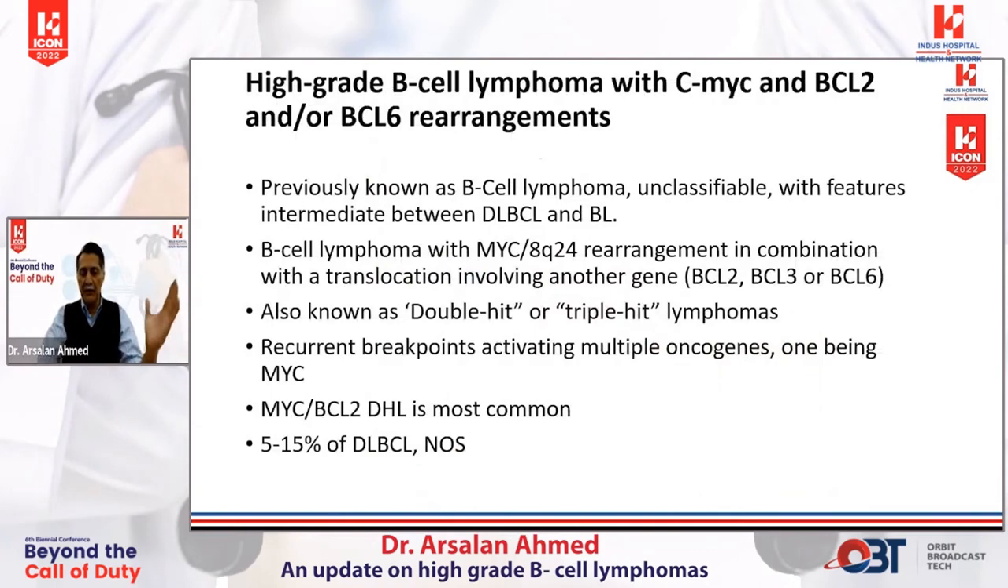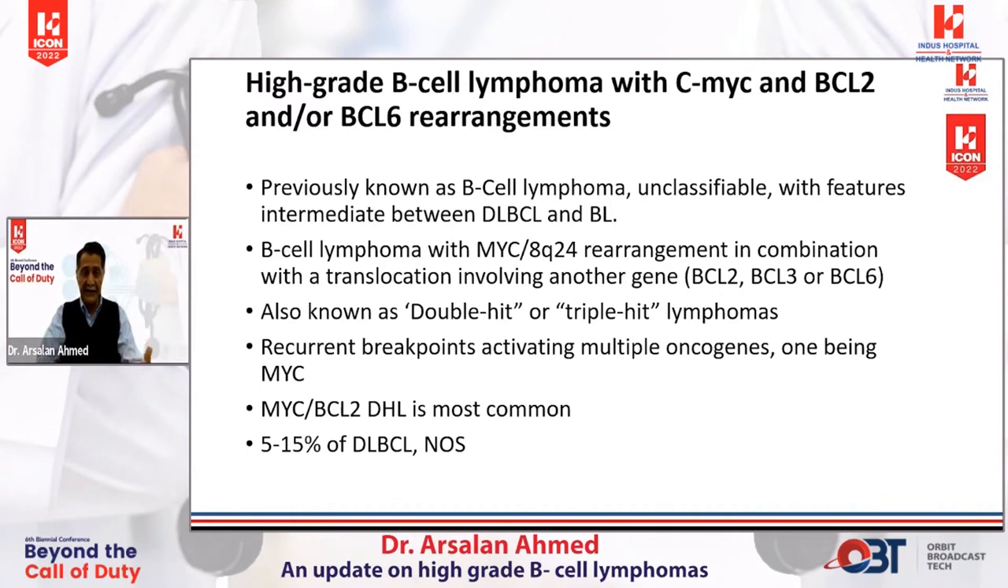Since we have already spoken about diffuse large B-cell, suppose a rearrangement study comes up and we call it high-grade B-cell lymphoma with c-MYC and BCL2 and/or BCL6 rearrangement. Why do we call it that? Previously known as B-cell lymphoma, unclassifiable with features intermediate between DLBCL and Burkitt lymphoma, they are B-cell lymphomas with MYC/8q24 rearrangement in combination with translocation involving another gene like BCL2 or BCL6. Therefore, they are also known as double hit or triple hit lymphomas.